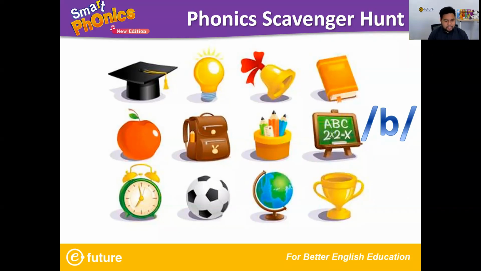What words do you see here? Board, ball, book, bag, bell, map. We're looking at the B.